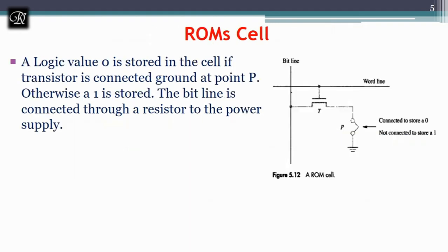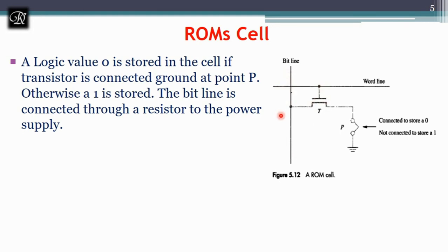Here we can see a logical diagram of a ROM cell. A logic value 0 is stored in this cell if the transistor is connected to the ground point P. Otherwise, a 1 will be stored. When it is grounded, the value of the voltage will drop, so it is going to store 0. If it is not grounded, then of course the voltage is retained in the transistor, so it is going to have a value 1. The bit line is connected through a resistor to the power supply.